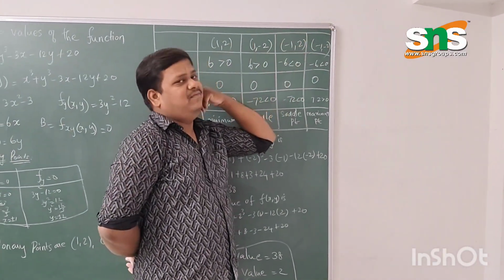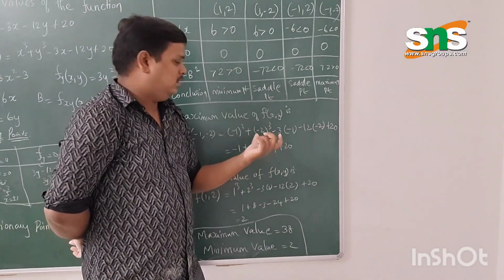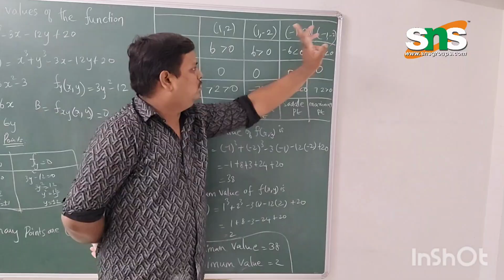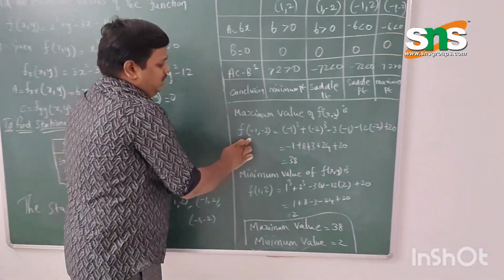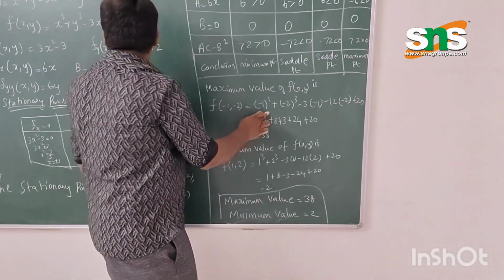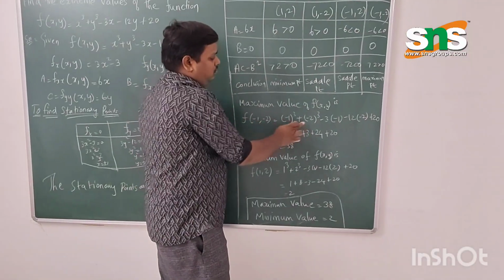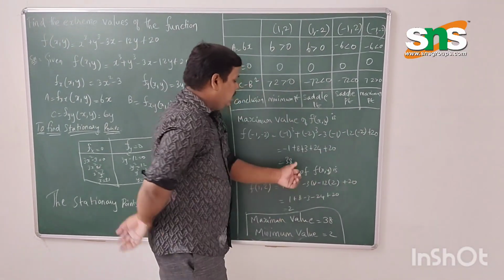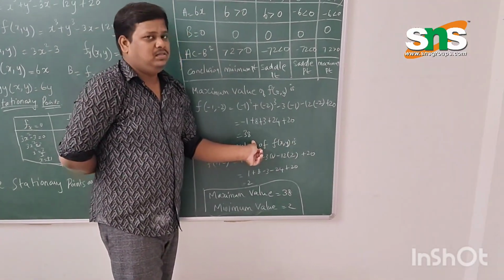This you have to apply in the given function to find the maximum value and minimum value of the function. So the maximum value of f of x comma y is at minus 1 comma minus 2. Applying this in the given function, in place of x I apply minus 1, in place of y I apply minus 2 cube, minus 3 into x, minus 12 into y plus 20. I will get minus 1 plus 8 plus 3 plus 24 plus 20 is equal to 38.